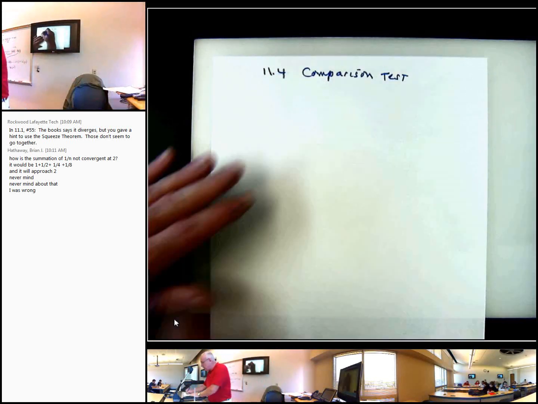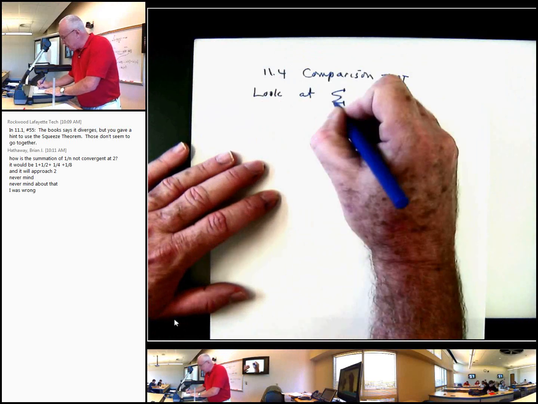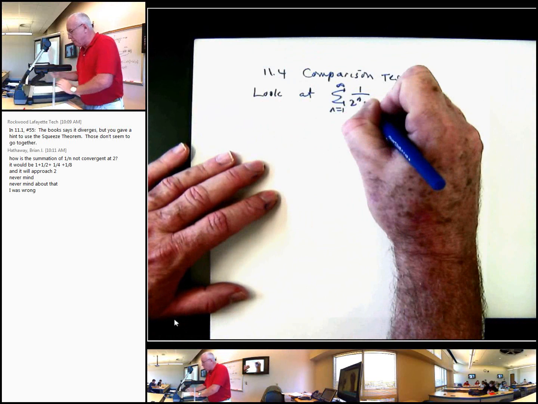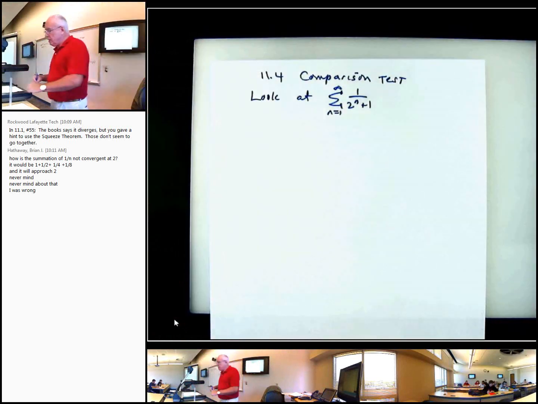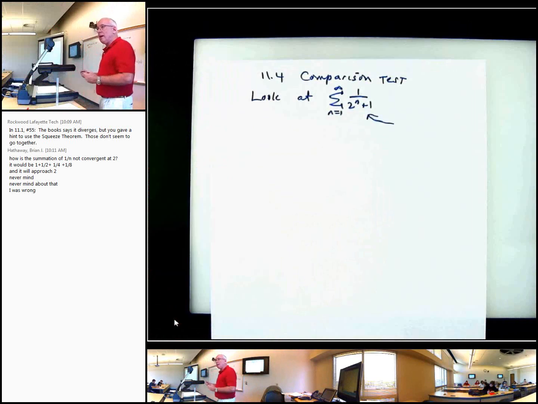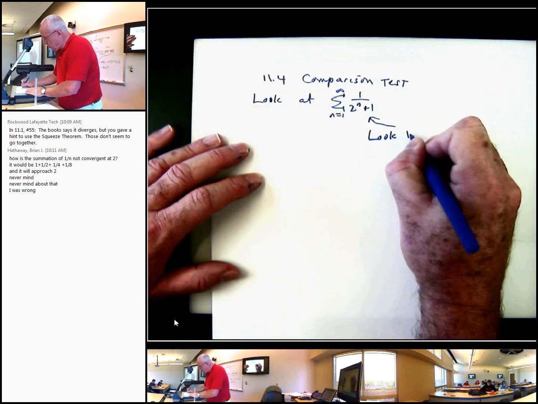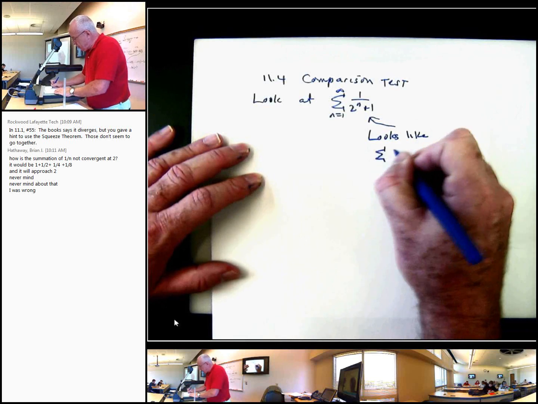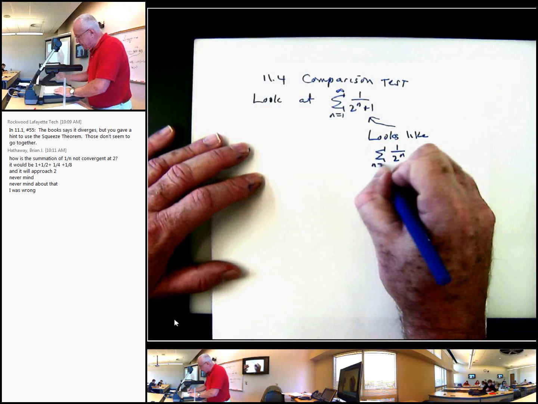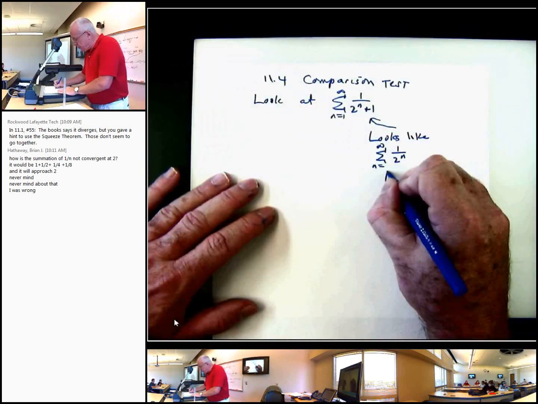Now, let's look at this series, summation as n equals 1 to infinity of 1 over 2 to the n plus 1. Now, this thing looks a lot like the summation of 1 over 2 to the n with no plus 1 in the denominator. I mean, it looks very similar to that. And we know that this is a geometric series.